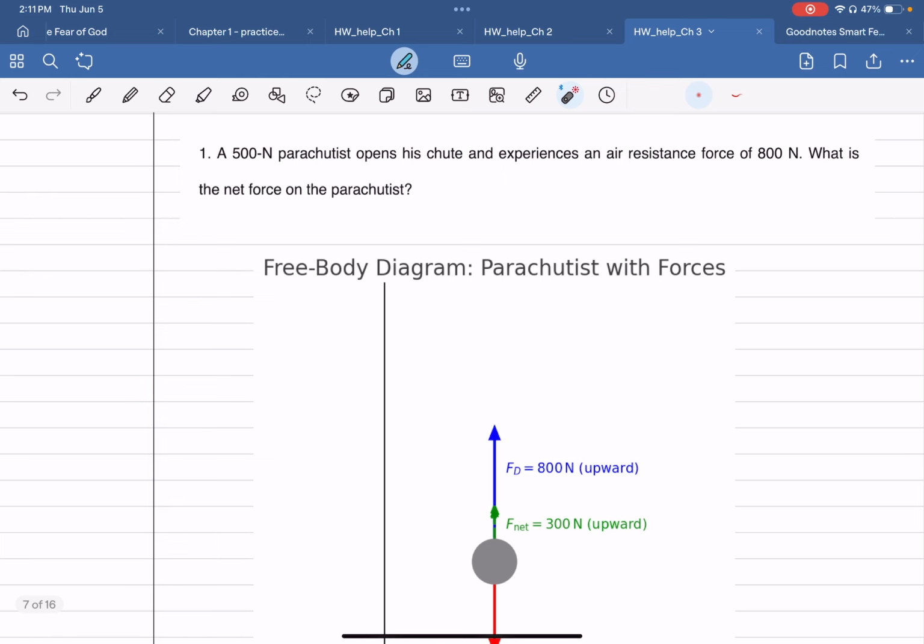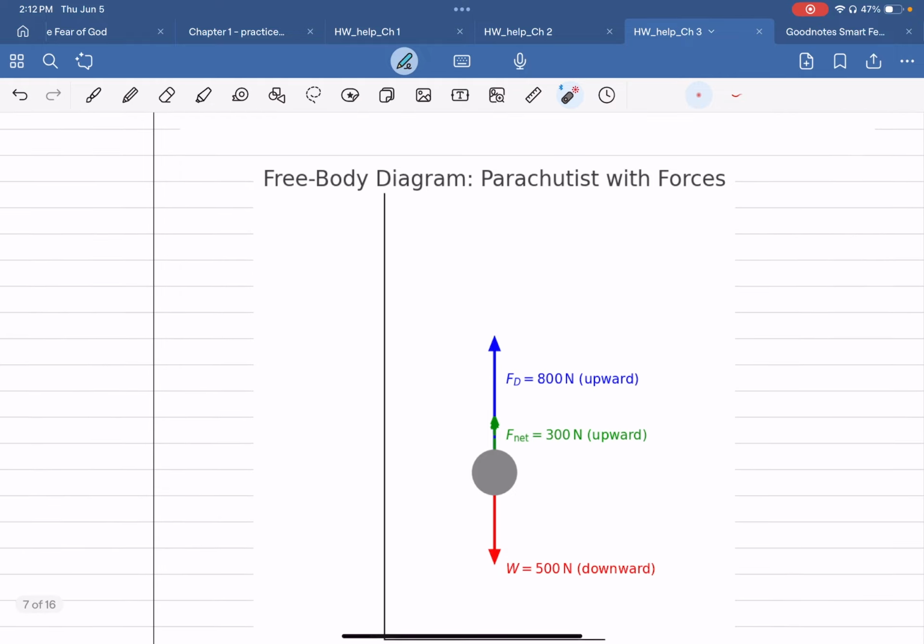All right, in the first question, a 500 Newton parachutist opens his chute and experiences an air resistance force of 800 Newton. You see the words resistance force, that means it's going against the motion. So the parachute is coming down, right? And the air is trying to push it up. Question is, what's the net force on that parachutist?